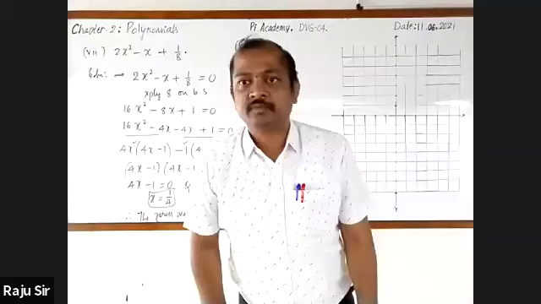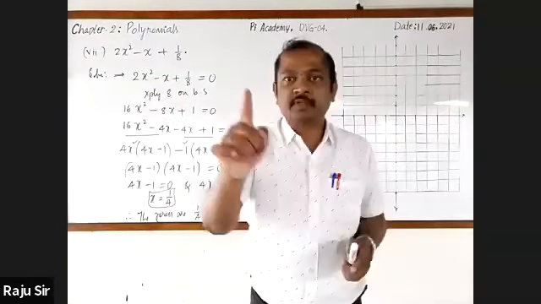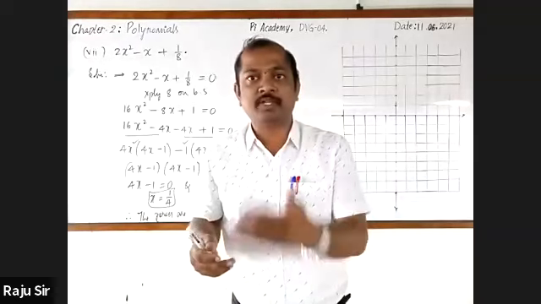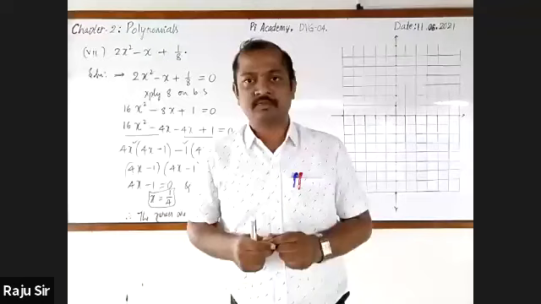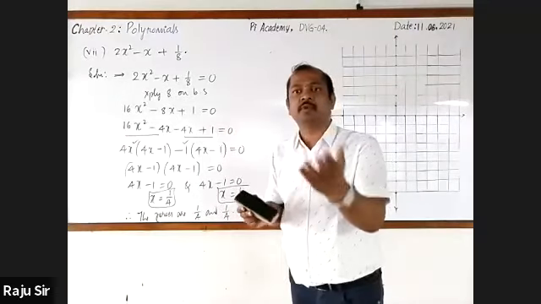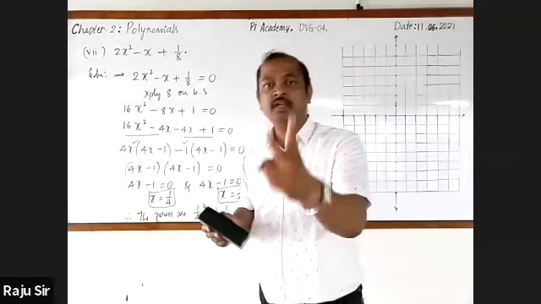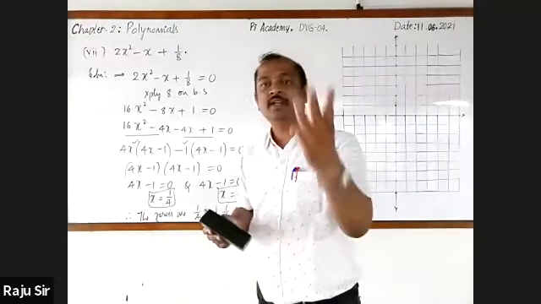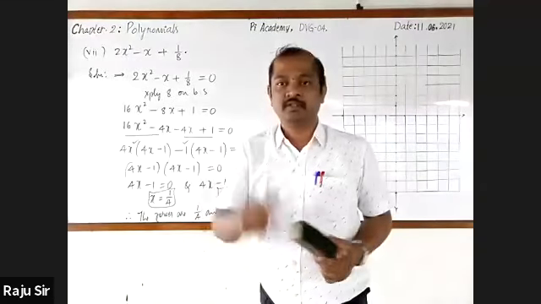Listen. The degree of the polynomial will also give the information about the number of zeros. Not just the highest power, it also gives the information about the number of zeros. If degree is 1, 1 zero. Degree is 2, 2 zeros. Degree is 3, 3 zeros. You just write that point.